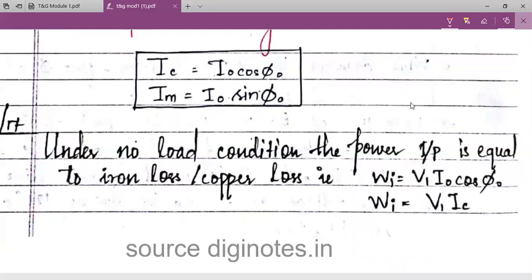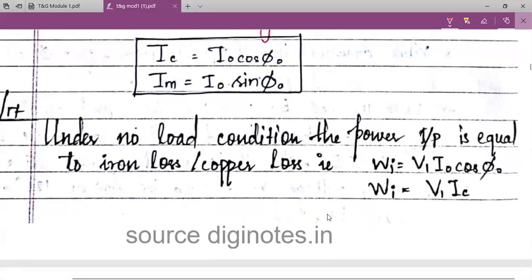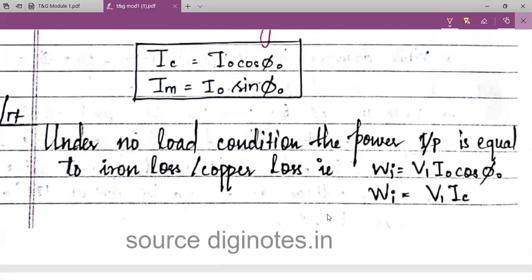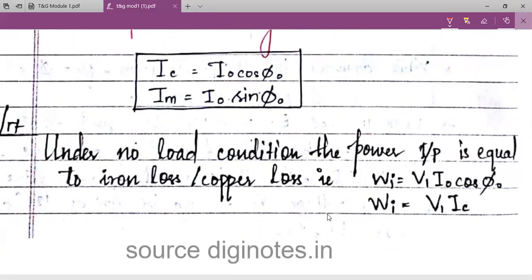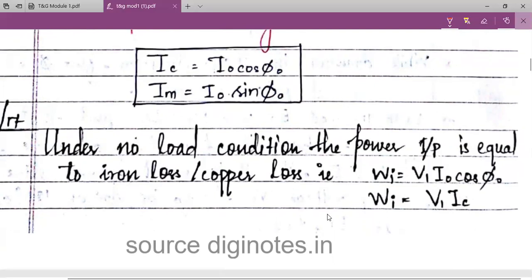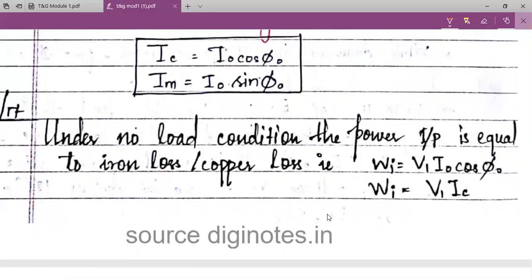Also write that under no load condition, the power input equals the iron loss, because copper loss is negligible as the second side is open. W naught equals V1 I naught cos phi naught. You can write W naught or else Wi. Sometimes they call it W naught, sometimes Wi. Wi is nothing but iron loss, and W naught is the power on no load.